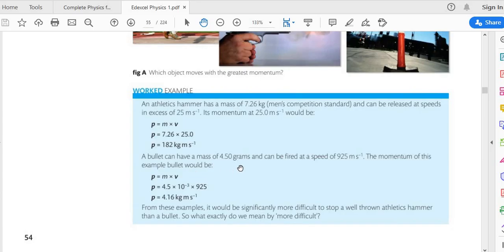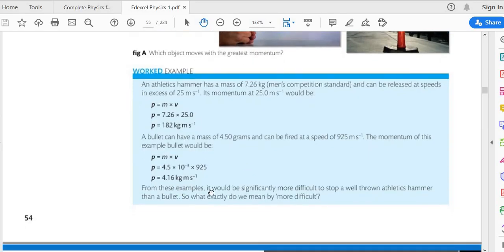A bullet can have a mass of 4.50 grams and can be fired at a speed of 925 meters per second. The momentum of this example bullet would be, so the speed is given, the mass is given. Remember, the mass has to be in kilograms so that your answer will be in kilogram meters per second, and also the velocity should be in meters per second. So it's already in meters per second. Then we can convert the grams to kilograms by multiplying by 10 to the power of minus 3, or in other words dividing by 1000. So this will be the answer.